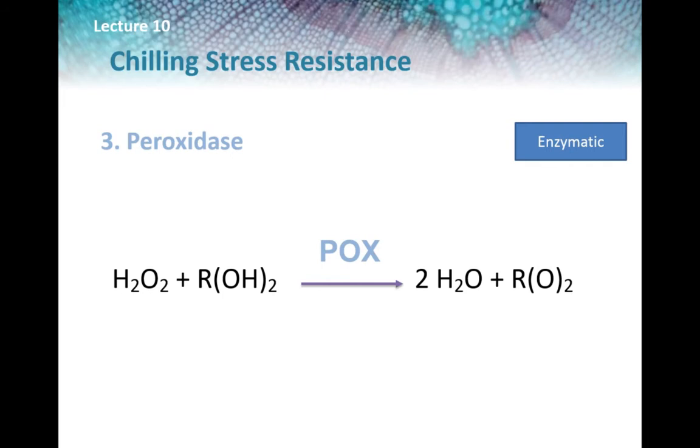Peroxidases are the third class of enzymes that can also break down hydrogen peroxide. The reaction shown is for nonspecific peroxidase that transfers electrons from a variety of donors. There are also specific peroxidases such as ascorbate peroxidase or APOX, which uses ascorbate as the electron donor. Peroxidases are found throughout the cell, which is significant since chloroplasts contain no catalase.